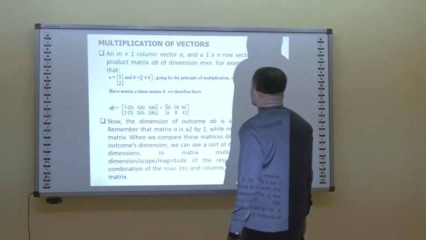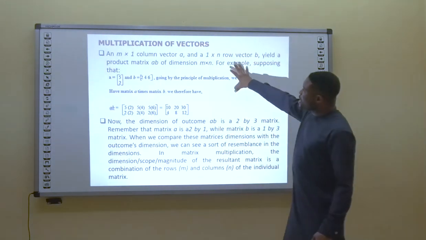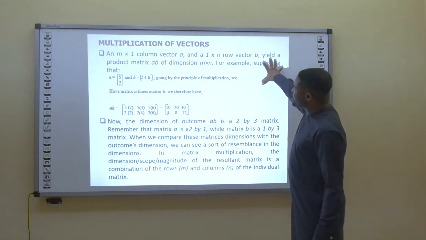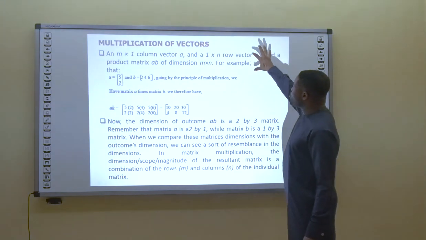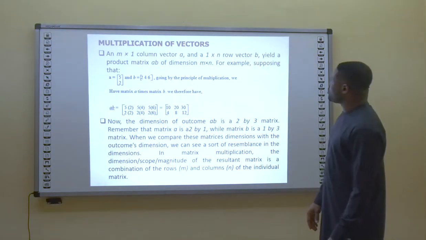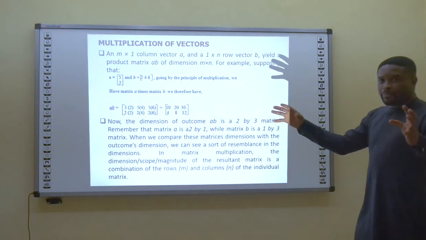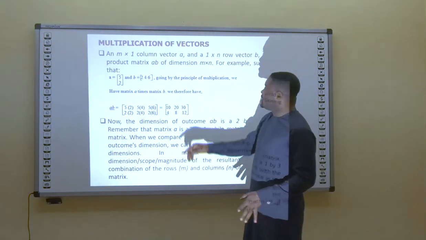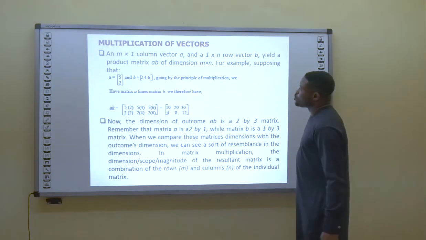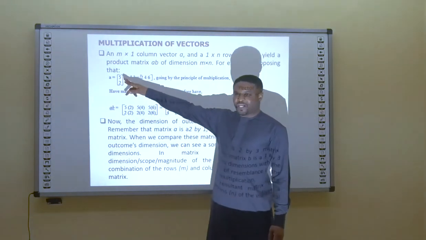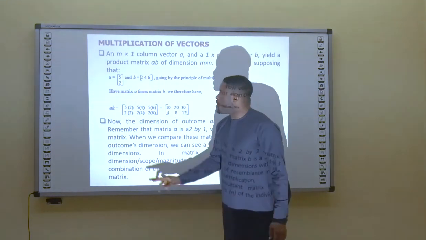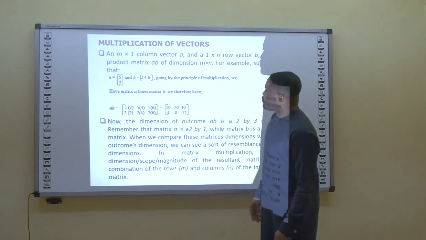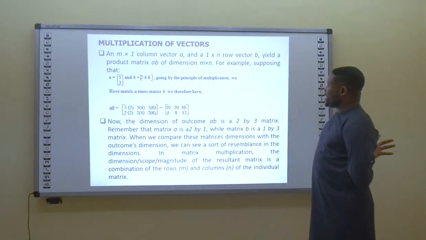So we have here that an n by 1 column vector A and a 1 by n row vector B yield a product matrix AB with dimension n by n. For example, supposing that we have A as 5, 2, and then we have B as 2, 4, 6.